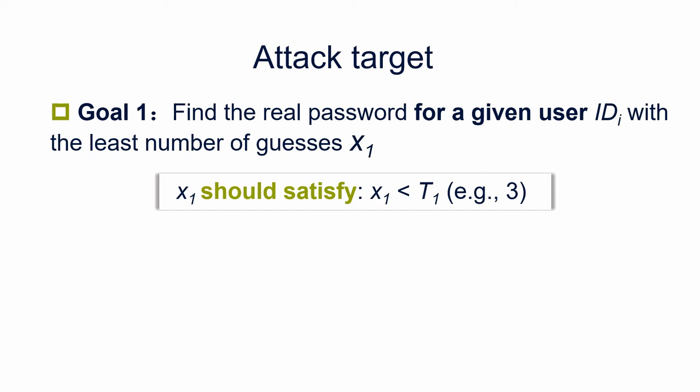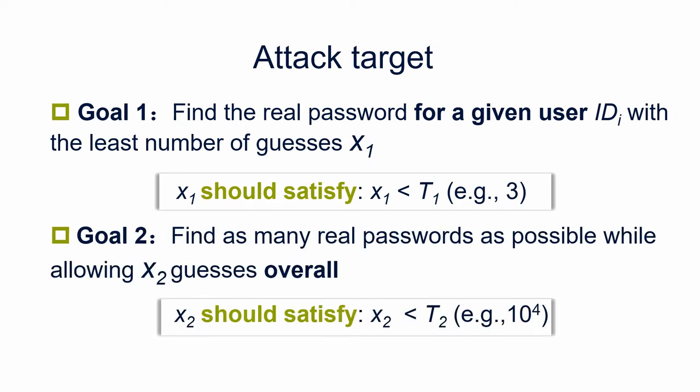There are two main goals of an attacker. First, find the real password for a given user with the least number of guesses, x1. Second, find as many real passwords as possible while allowing x2 guesses overall. We have proved in our work that the two goals can be best achieved by using the same attacking strategy.